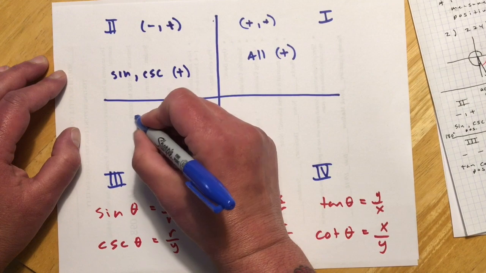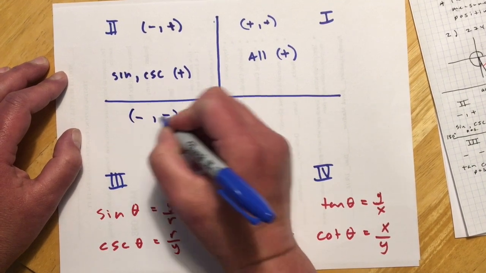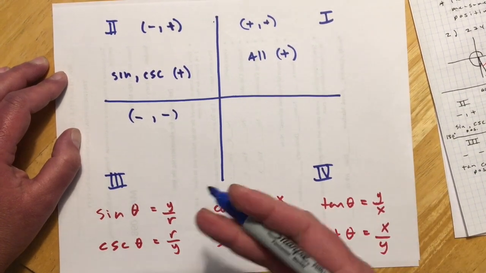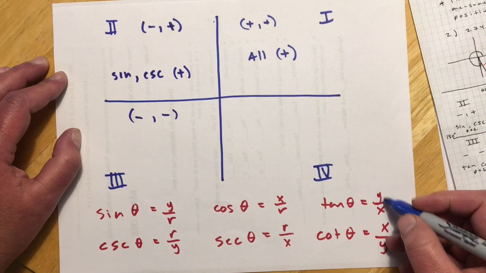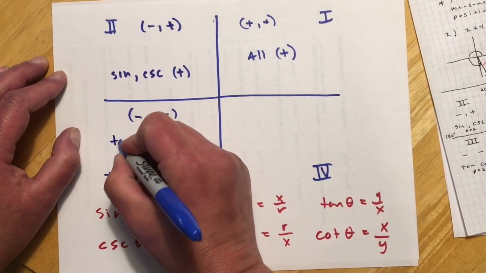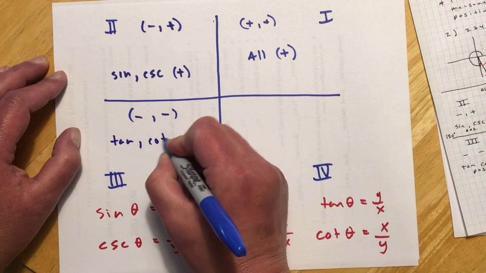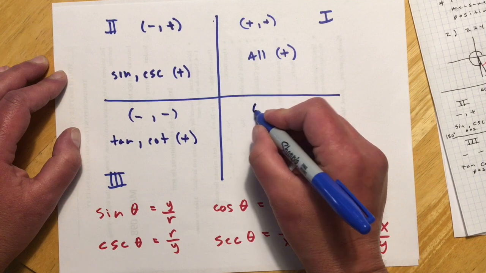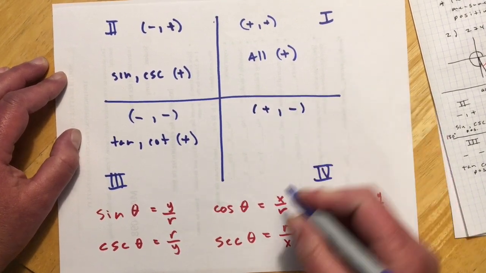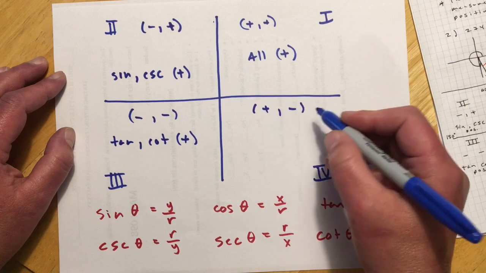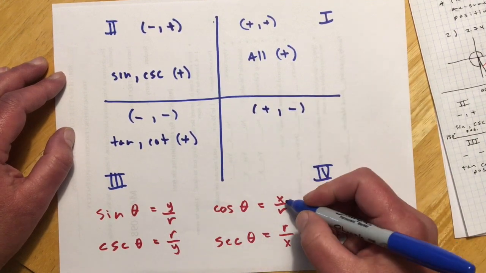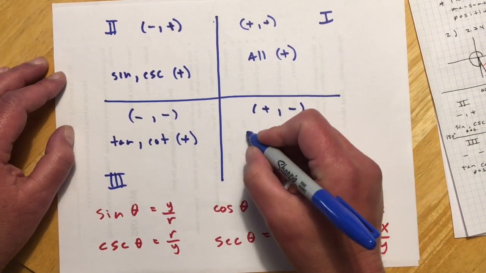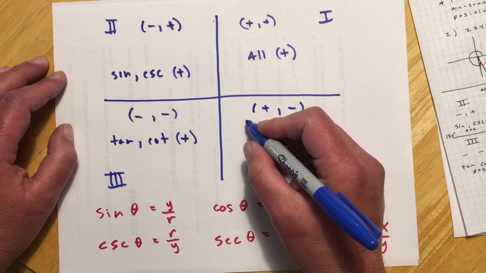In the third quadrant, we have a double negative for x and y. If we have both x's and y's, it would come out positive. If we only have one of each, it'd be negative. So the positive ones there are going to be tangent and cotangent. And finally, in the fourth quadrant, x is positive and y is negative. Things involving x are going to be positive, things involving y are going to be negative. Remember r is always positive because it's a distance. So our ones with x's are cosine and secant.